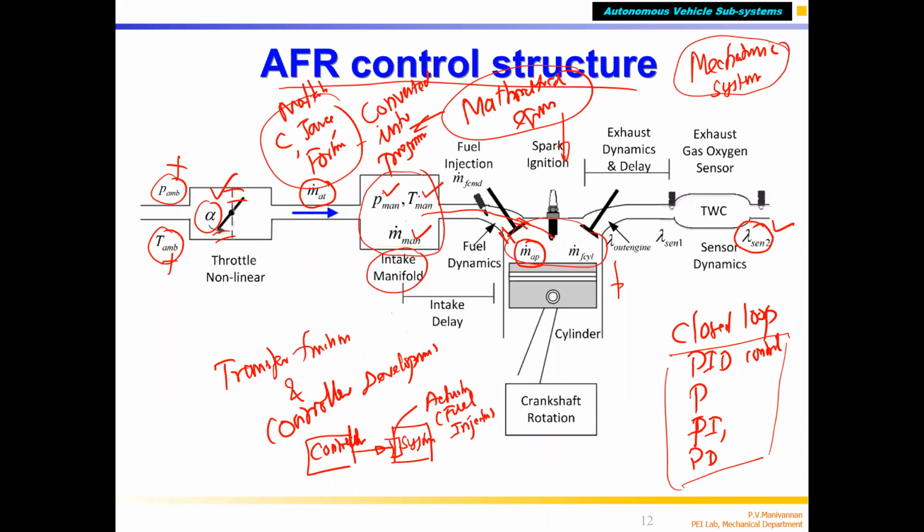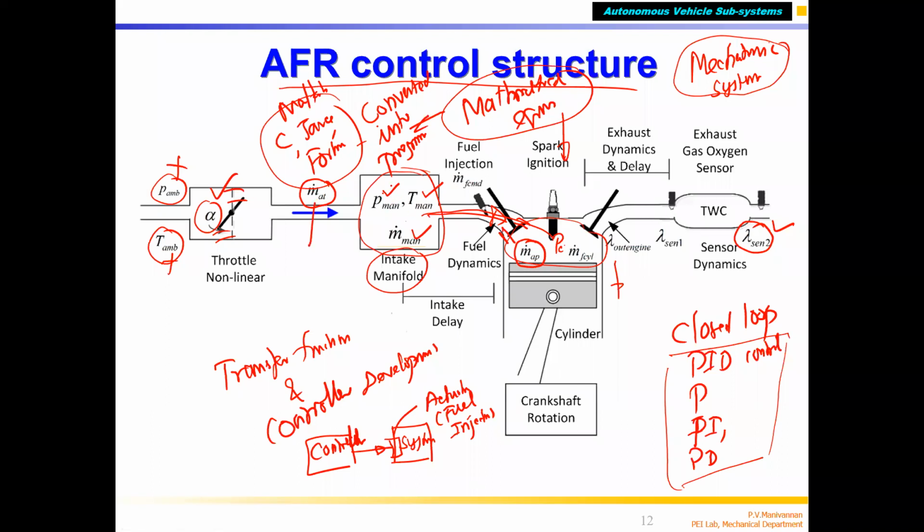This depends on the pressure P manifold, the temperature, and also the vacuum here. What is the vacuum? The pressure inside the cylinder, the combustion chamber, PC. You know that only when there is a pressure difference will the fluid flow. That means PC should be lesser than P manifold. So the air enters from the atmosphere, sucked in based on the throttle angle. The mass of air past the throttle is M-AT.